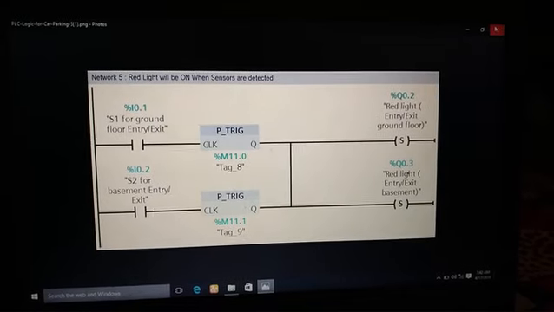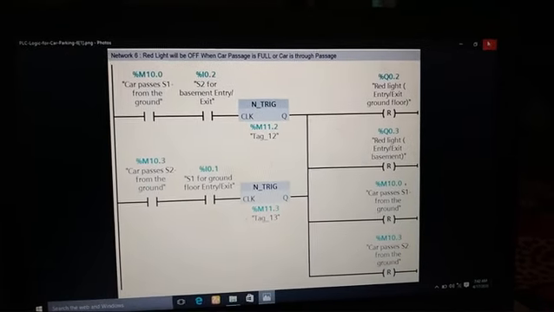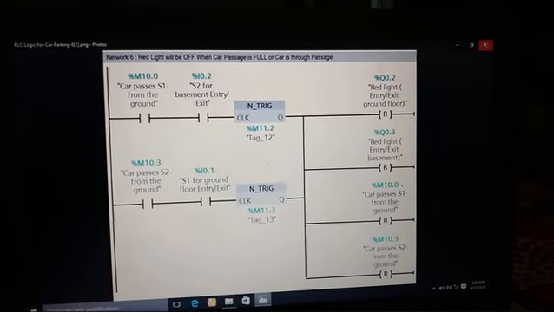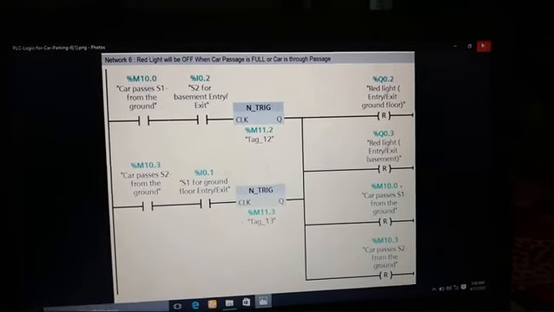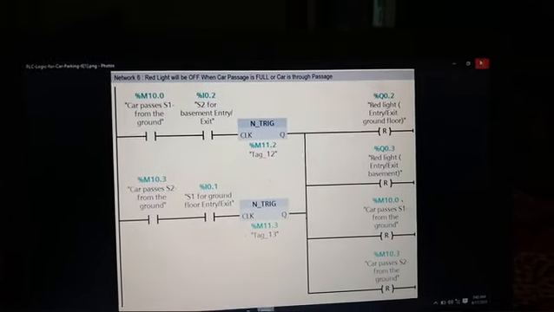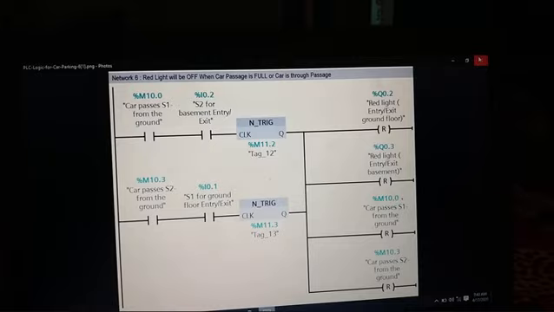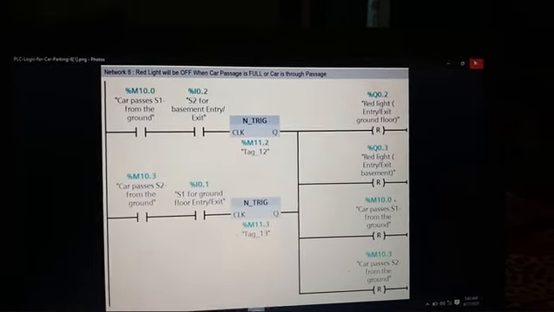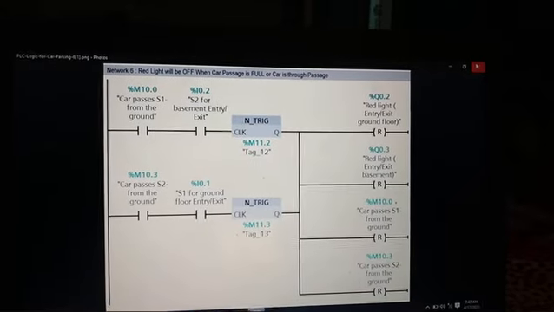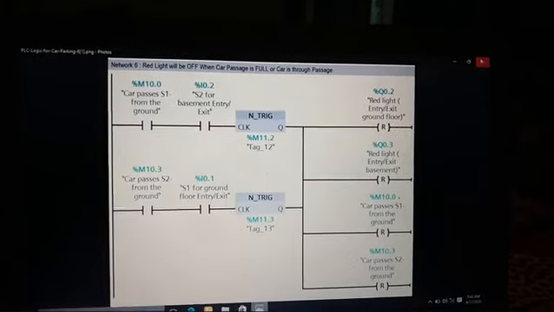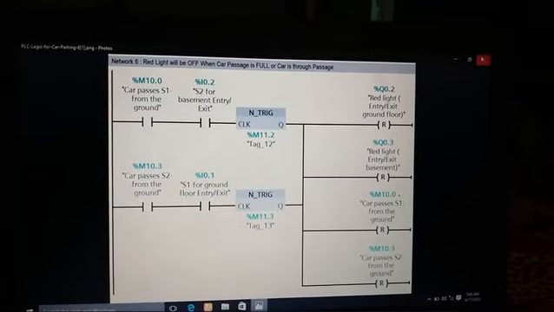In network 6, we have taken the negative trigger of both sensor 1 and sensor 2. When the car has completely passed through the passage, the red light should be off and then the green light should be on. That is shown in network 6.